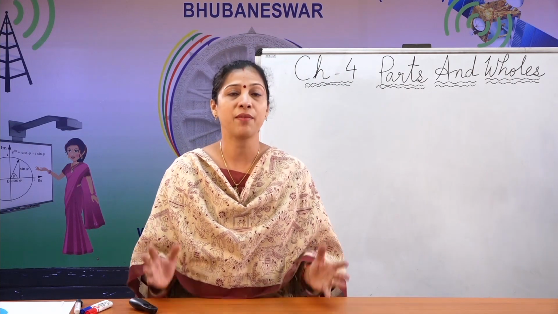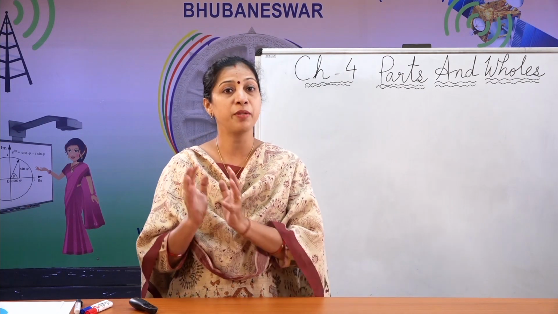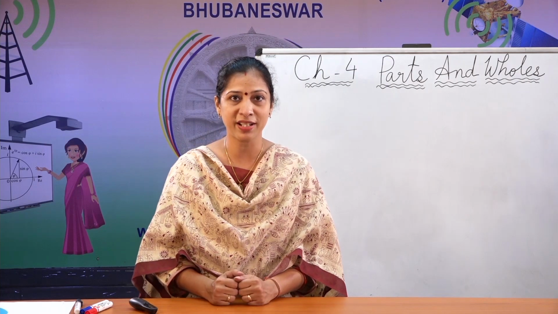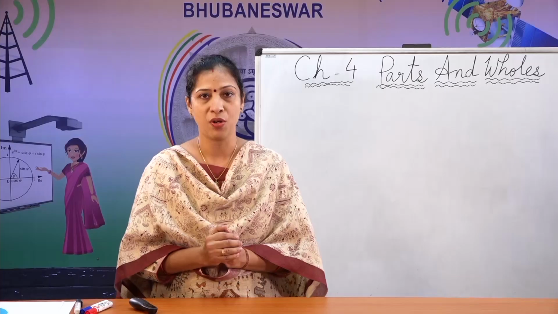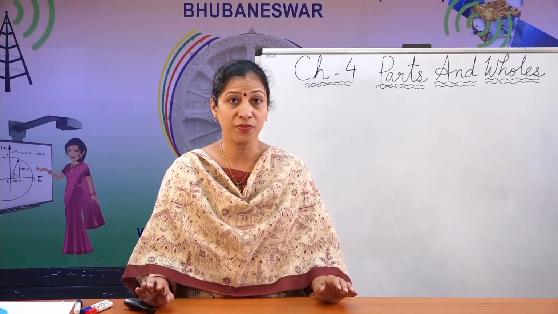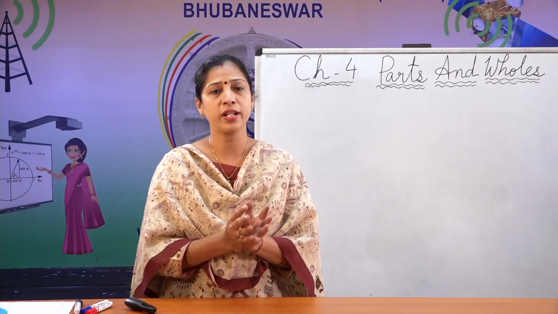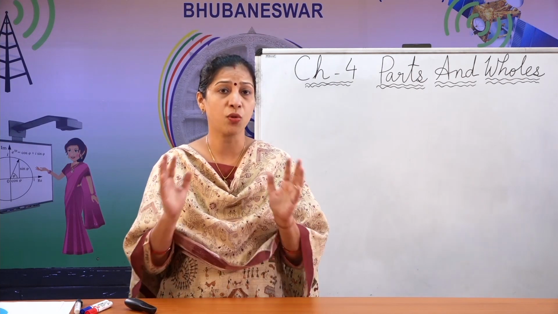So when we have to compare the parts, we have to first find out what are the different parts in this. Now tell me children, what are the different vegetables grown over here? Yes, the different vegetables are chili, potato, brinjal, tomato and spinach. These are the things which he is growing right now. So for that we have to find out which vegetables are being grown in which part. So to do that, let's count how many total parts are there.